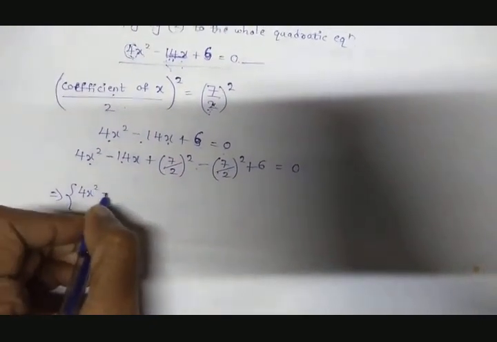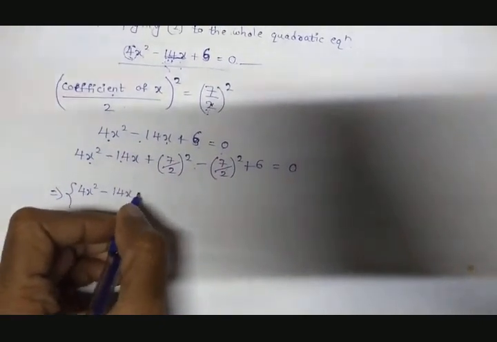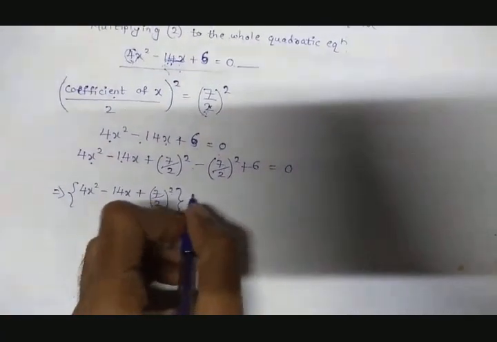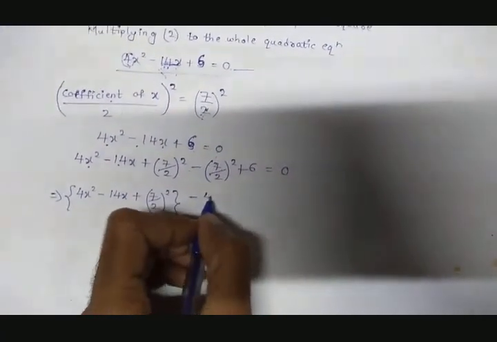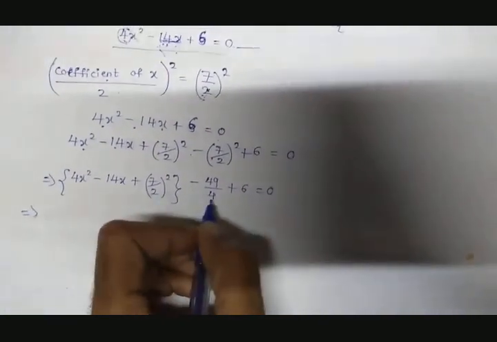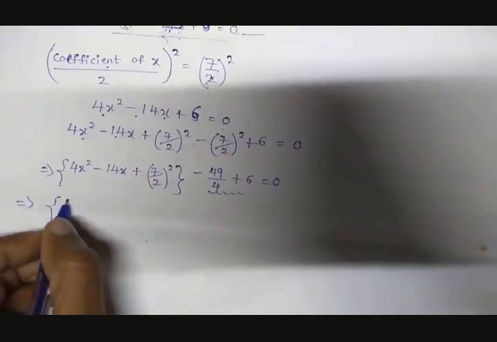4x square as it is minus 14x as it is plus (7 by 2) whole square as it is. So now what is 7 square? It is 49 by 4, plus 6 equals to 0. So now we shall move these two terms to the RHS. Now we shall simplify this a little bit more.